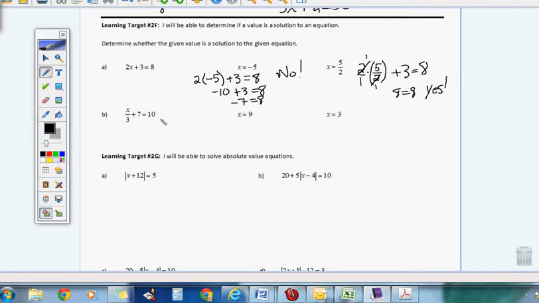All right, now this one, the 9, we would plug in 9 and get 9 divided by 3 plus 7 and see if that's equal to 10. Well, we all know that 9 divided by 3 is 3. So 3 plus 7 is equal to 10. So we would say, yes, this one is. If we put 3 in, we get 3 over 3 plus 7 equal to 10. Well, 3 over 3 just cancels to 1. So we're actually getting 8 equal to 10. 1 plus 7 is 8, and this is not working out.